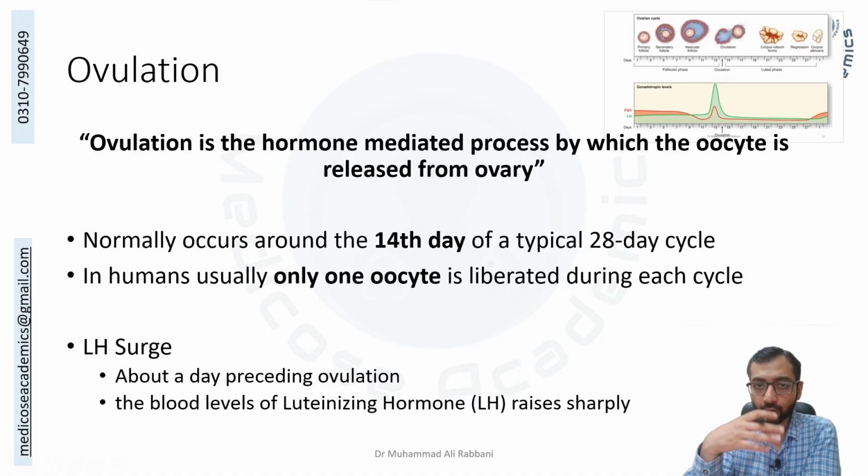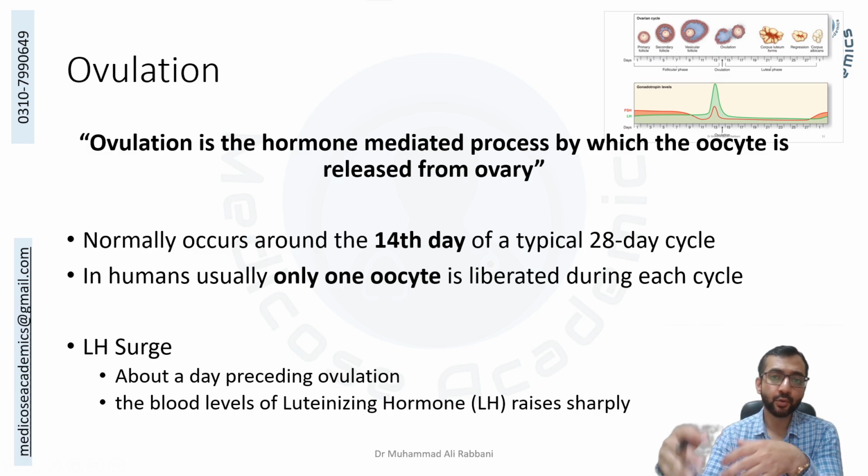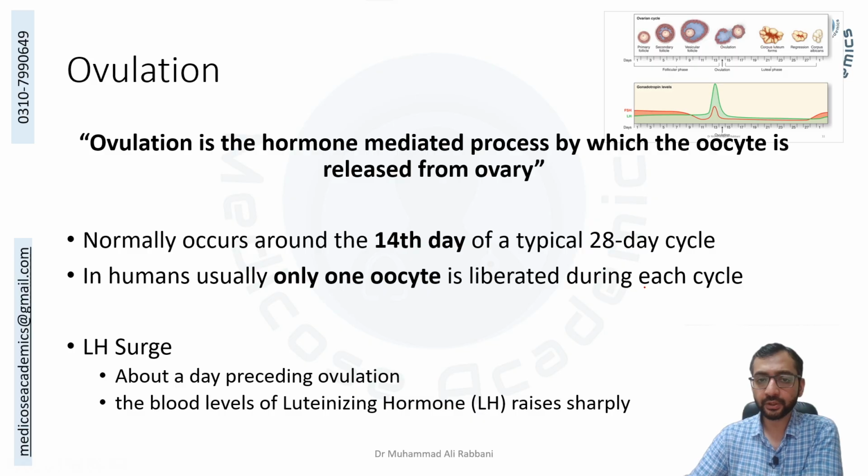So now what is ovulation? Ovulation is basically the hormone mediated process by which the oocyte is released from the ovary. It usually occurs on the 14th day of a typical 28-day cycle. Usually it is 14 days before the menstruation.